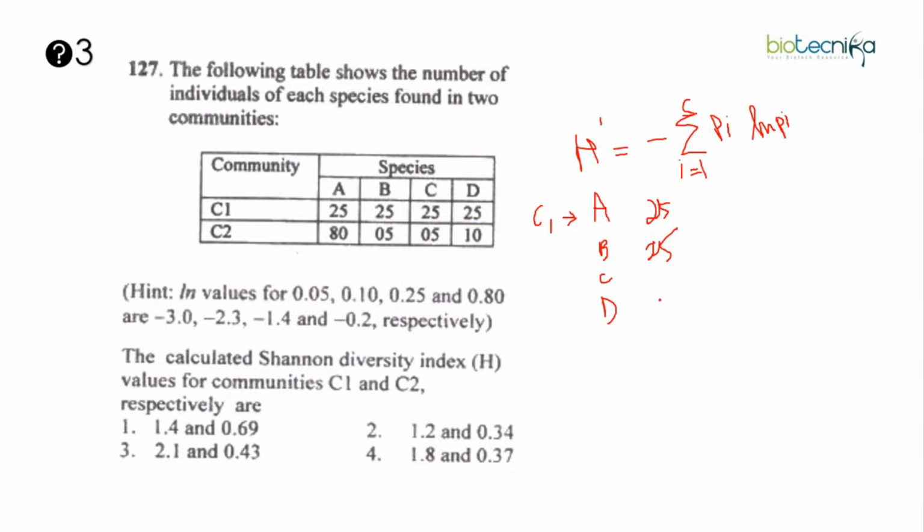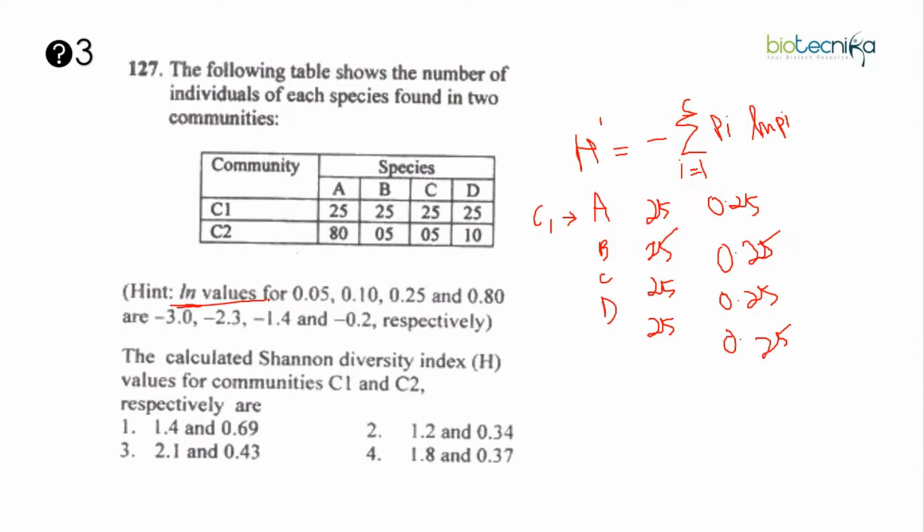Sarita has given me option 1. For others, you can rearrange the data in this way. Maybe you'll find it easy to do like this. So what is your pi? Pi means proportion, right? So 25 out of this 100 will be your 0.25. 0.25 is your pi, 0.25 for each.